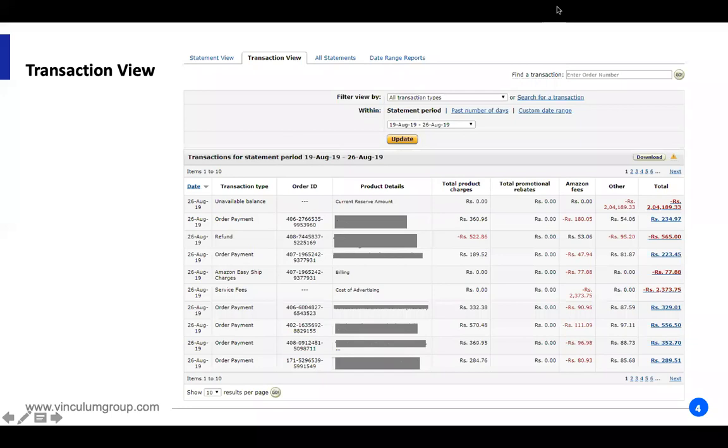The third charge that you can see on the screen is the easy ship charges, where it is linked to an order ID. The details of the product are shown there. Another type of charge that you will see is the service fees, where it is not linked to an order ID and hence it is a cost of advertising in this particular screen. So this is on a transaction level. Amazon would show you what they have deducted, what they have paid, and whether there are any other charges which are not linked to any order.